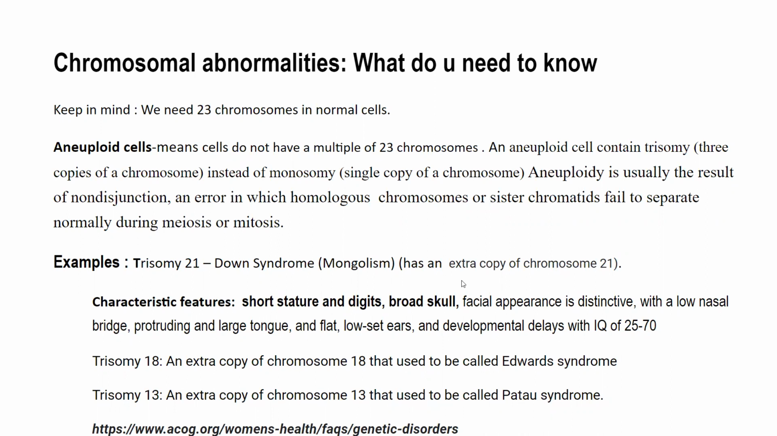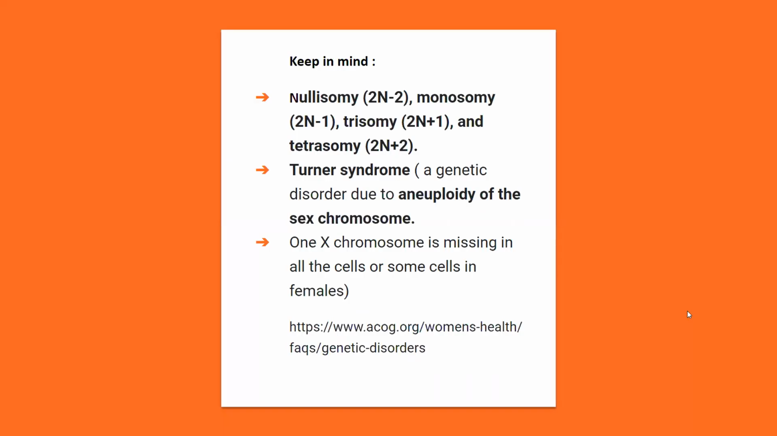Trisomy 18 and 13 once in a while come with case scenarios, so read on this one and understand what that means. And then we have terms like Turner syndrome. Turner syndrome is a genetic disorder, usually seen on the APRN board exams under the chromosomal abnormalities. Monosomy, nullisomy, trisomy 21, and tetrasomy are also seen.